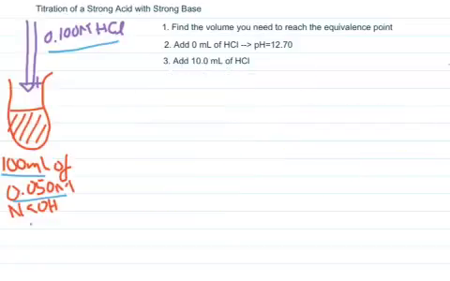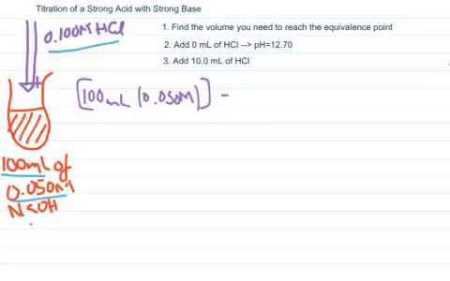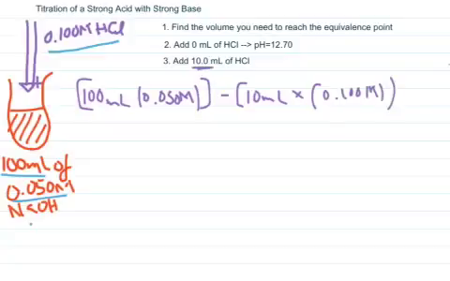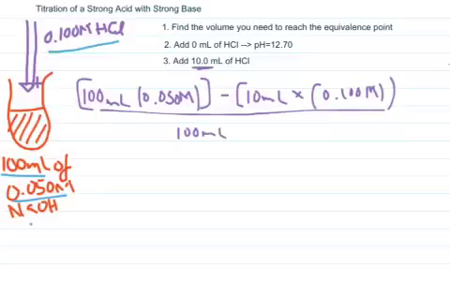So let's go through that. We started with 100 milliliters of NaOH. We have 0.05 molar of NaOH. We're going to subtract from that 10 milliliters, because that's how much we added of hydrochloric acid. We're going to multiply that by its concentration of 0.100 molar. And we're going to divide that by the total volume.